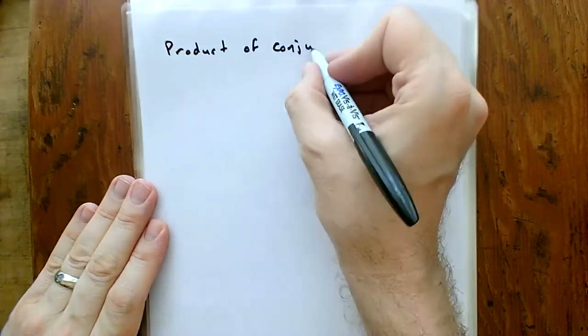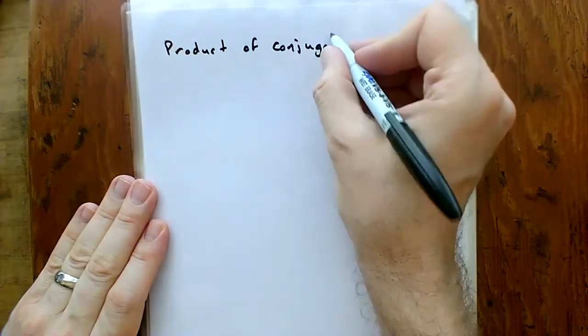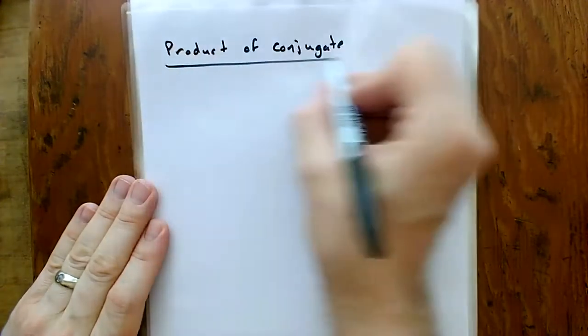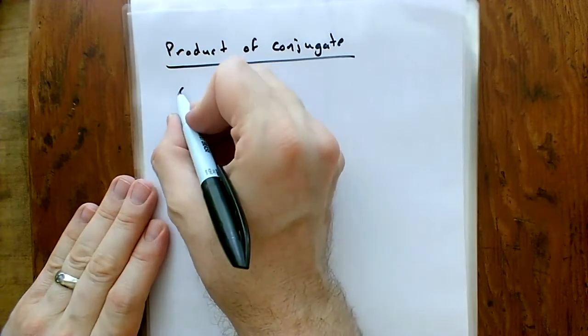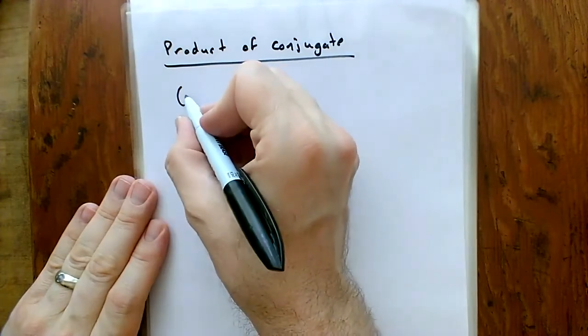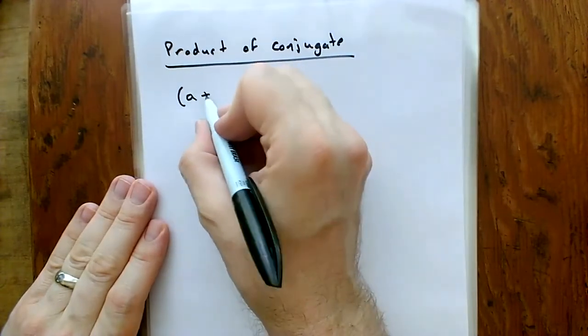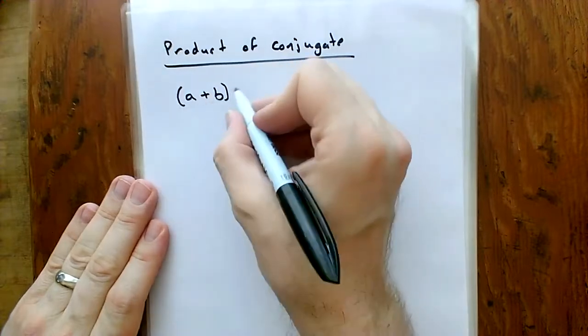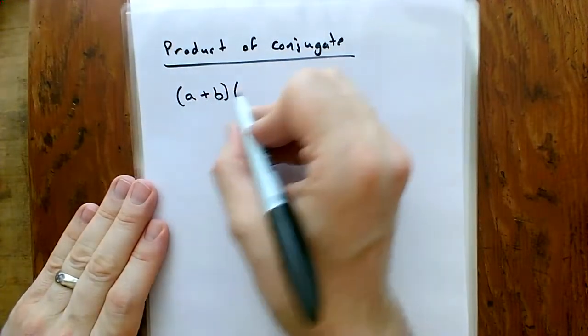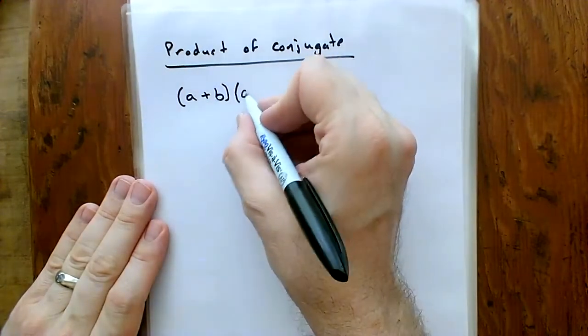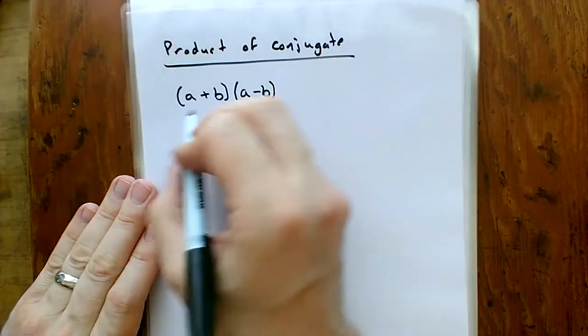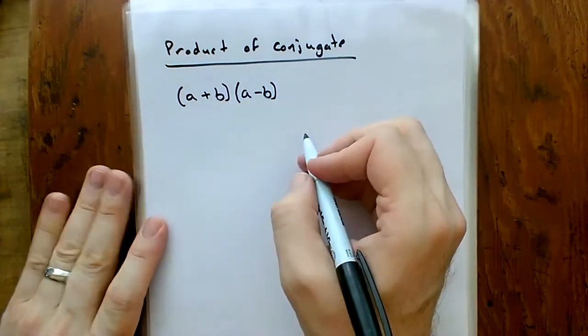And a conjugate, the conjugate of a binomial is just the same two terms with the opposite sign in between them. So a plus b, the conjugate of a plus b is going to be a minus b. So these are the product of conjugates.